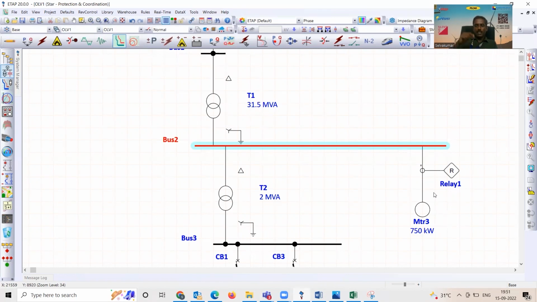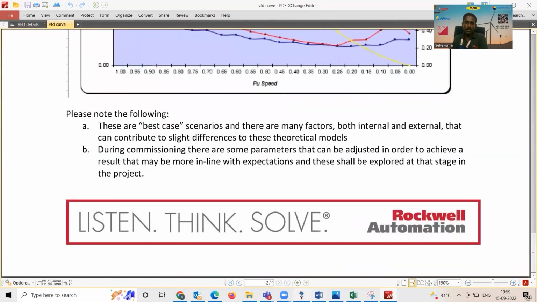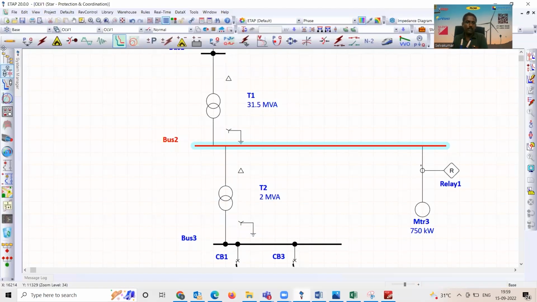So typically 10% of the pickup having a normal inverse with a time dial of 0.1 will not have any nuisance tripping during starting of the motor, unless the motor has some peculiar characteristics. So 10% pickup, normal inverse with a time dial 0.1 will save the motor for the earth fault. It will not really cause any nuisance tripping during the start. And that's precisely what this graph has covered.